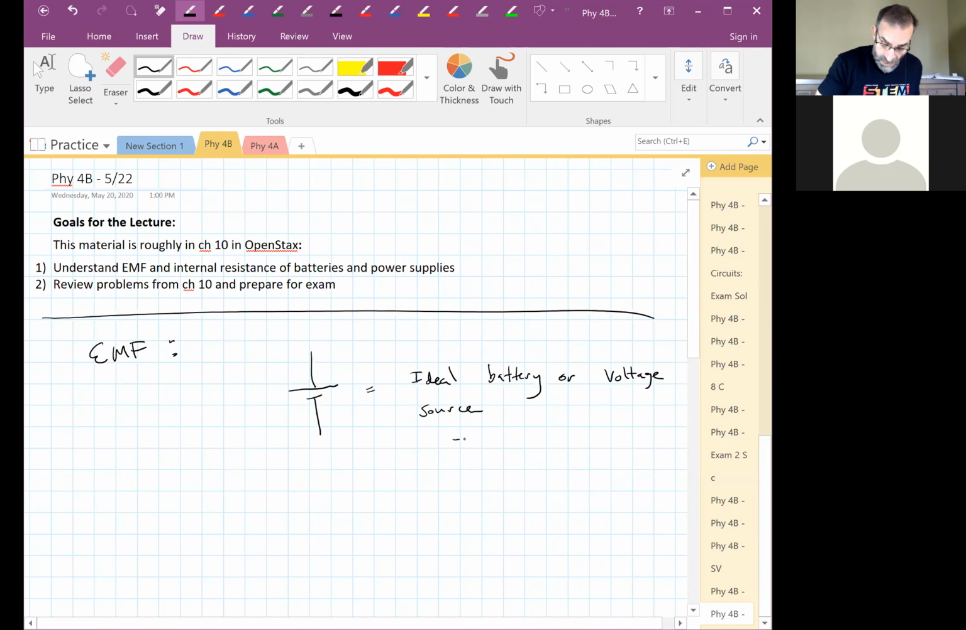and what does that mean? No internal resistance. So it always provides the set voltage.